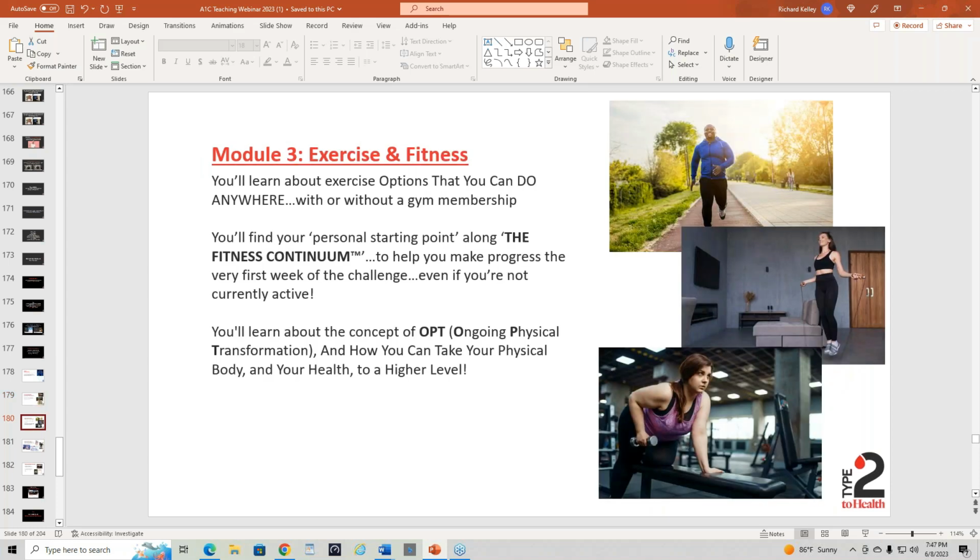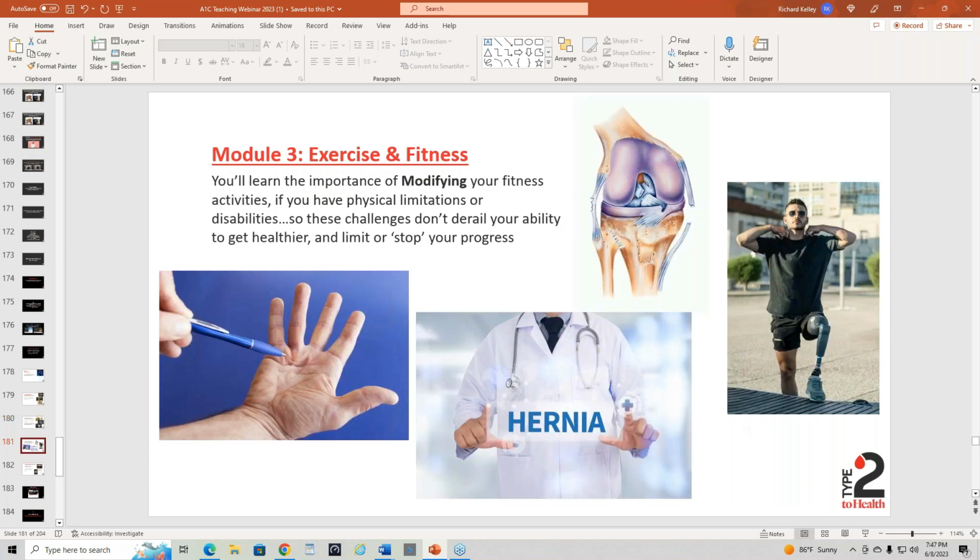And so module 3 is about exercise and fitness. You'll learn options of where you can start exercising if you're not currently exercising, along with something that I call the fitness continuum. And so there's a place to start for everyone, even if you are currently doing nothing. You'll also learn about a concept that I call OPT, which is ongoing physical transformation, and how you can take your physical body and your health to a new level.